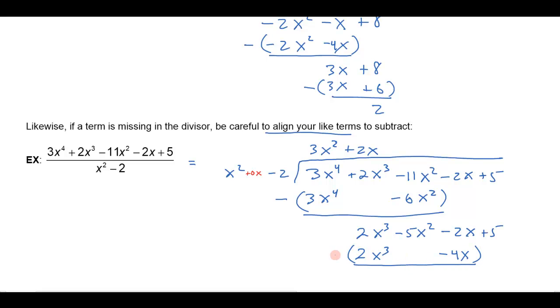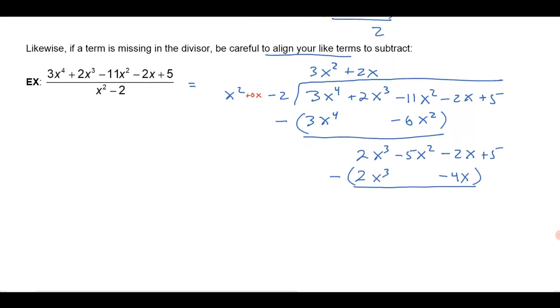Again, I'll subtract very carefully. So I'm going to get 0x cubes. I'll get the negative 5x squared. Negative 2x minus a negative 4x. Don't forget you're subtracting. So I've really got a plus 4x here. Minus the 2x makes a plus 2x.